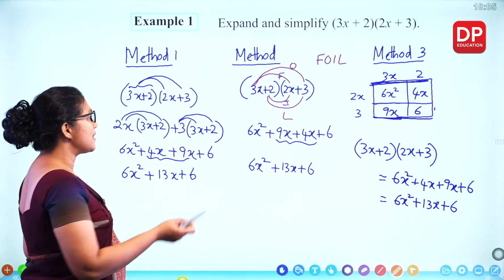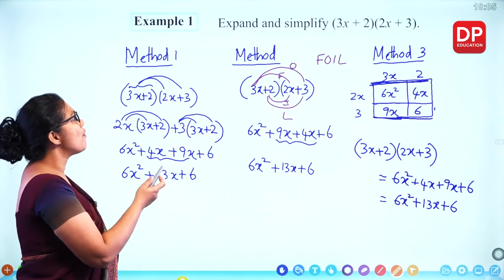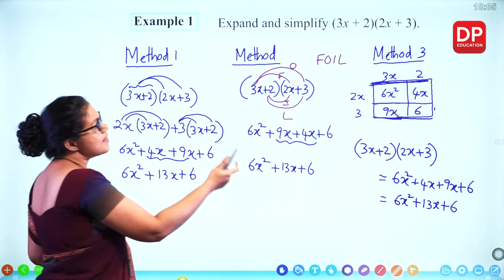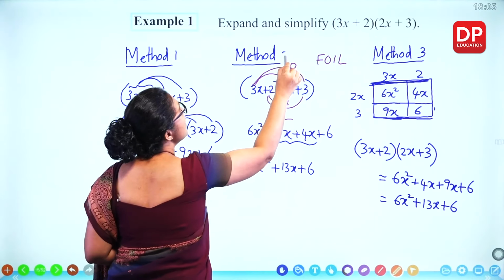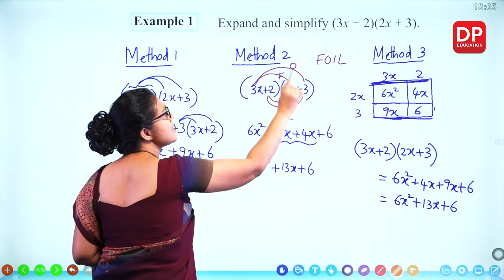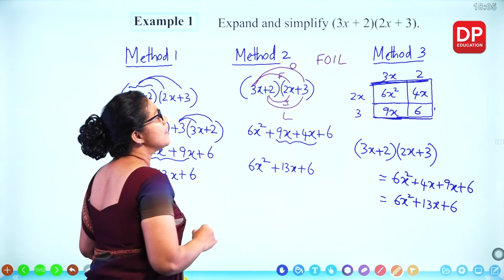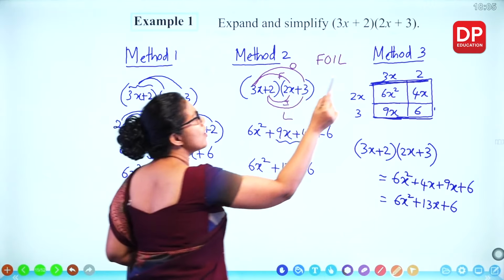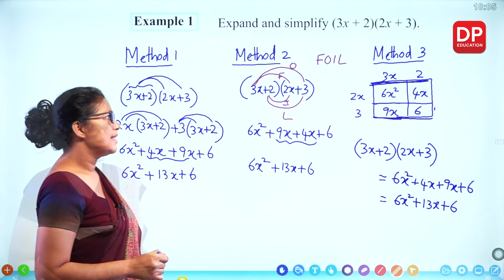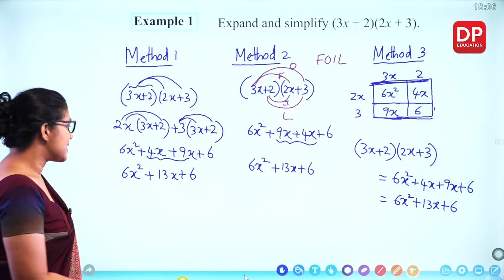So what's the first method? You did this method before. Take this one as one expression and multiply. And the second method is the rainbow method or foil method. You multiply like this by drawing arrows like that. Or the third method is finding the area of a rectangle. Now we'll look at the next example.